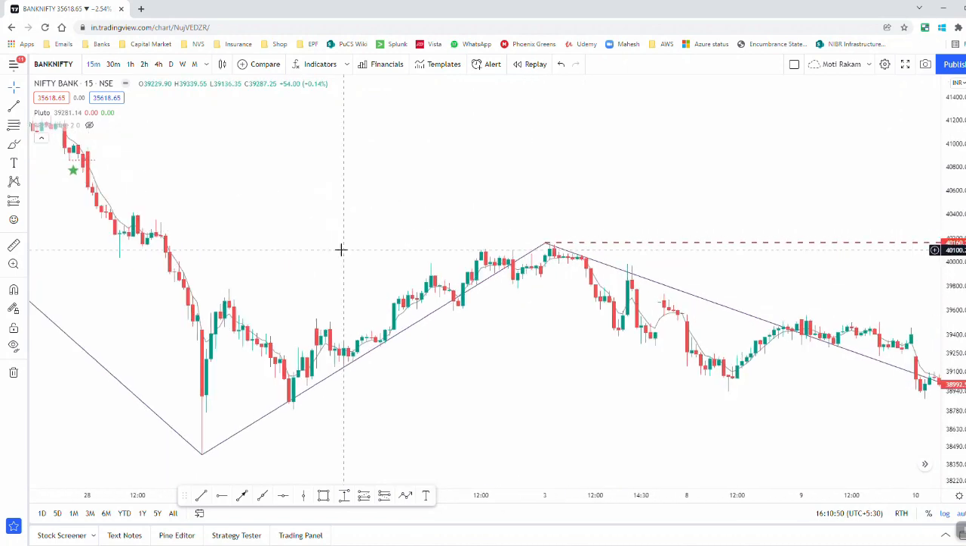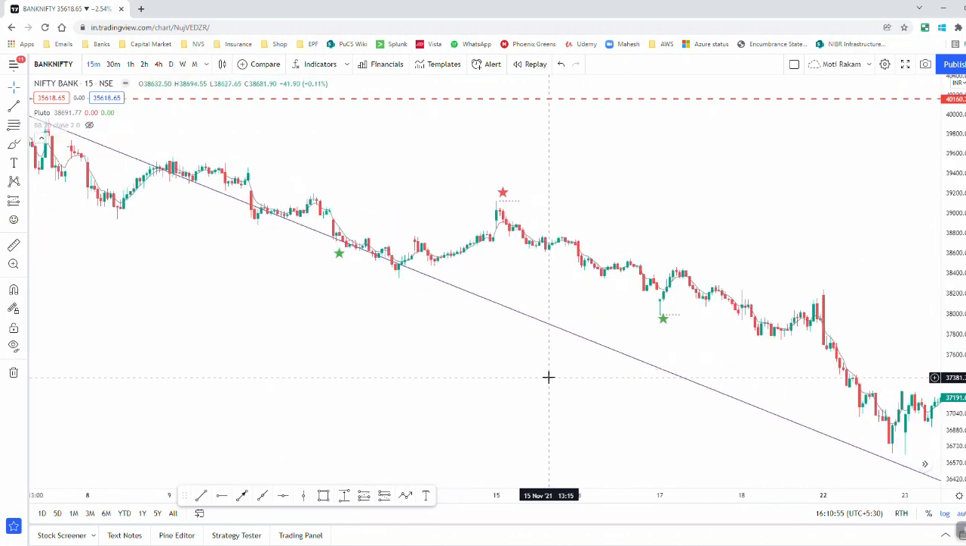So I'm sure you'll be able to find good trades. You'll be able to understand how to use this.